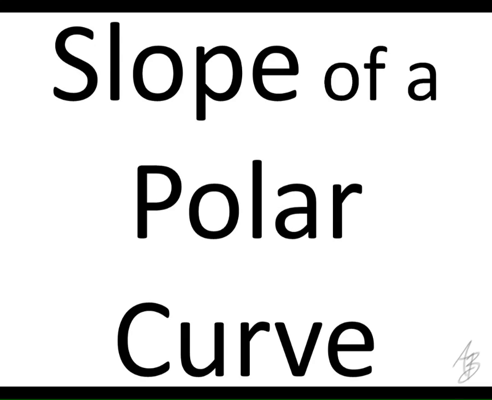The two big questions in calculus are finding the derivative, which is the instantaneous rate of change or the slope of a function, and finding the area bounded between a function and the x-axis, or actually it's going to be a little bit different when we're talking about polar curves. So the first big question here is how we find the slope of a polar curve.